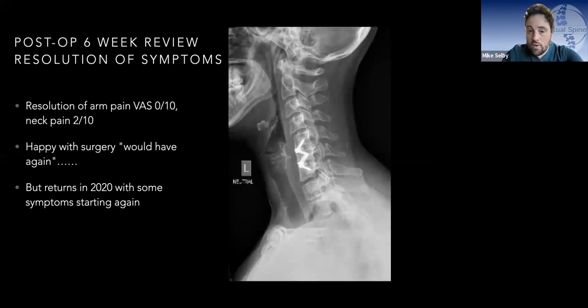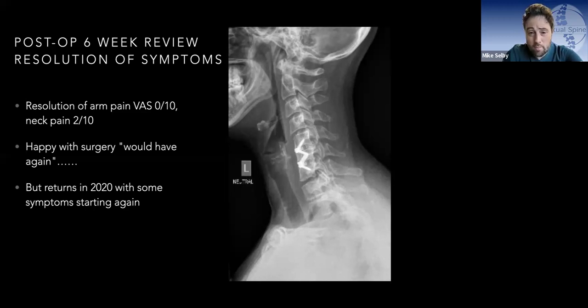And sorry, the x-ray here is not from her 6-week review. The x-ray here is from her 6-month review. But at 6 weeks, she had resolution of her symptoms. She was very happy with the result of her surgery. She said she would have it again, but she did return in 2020.